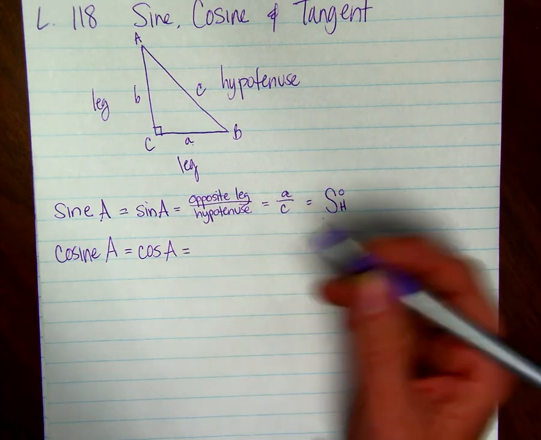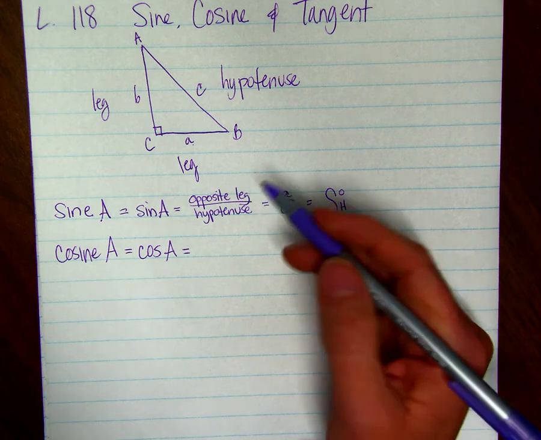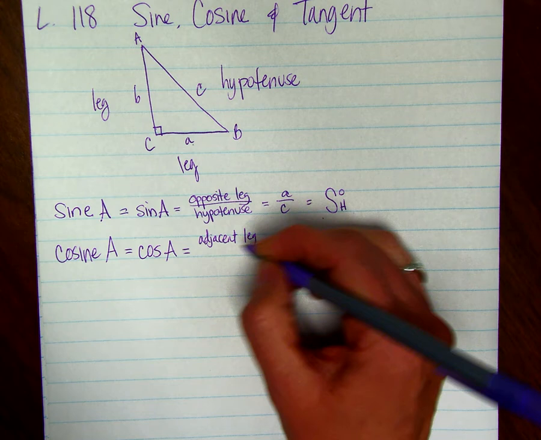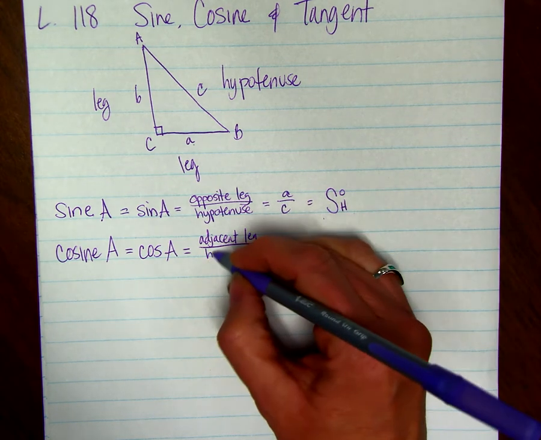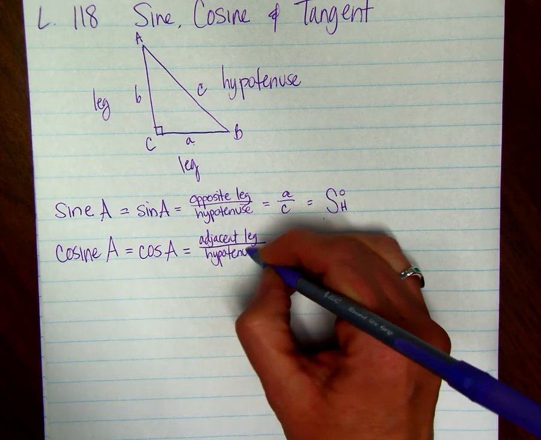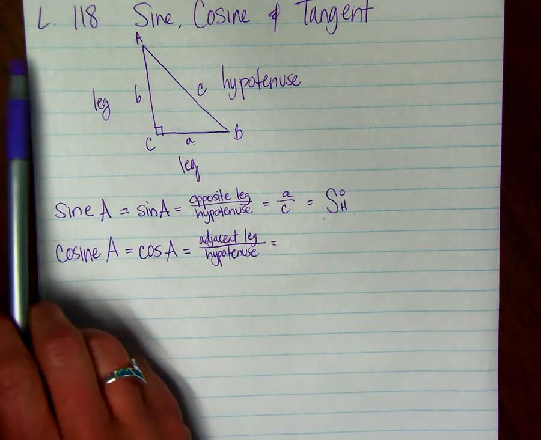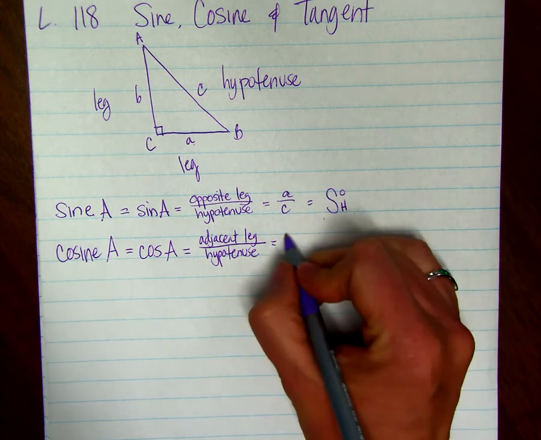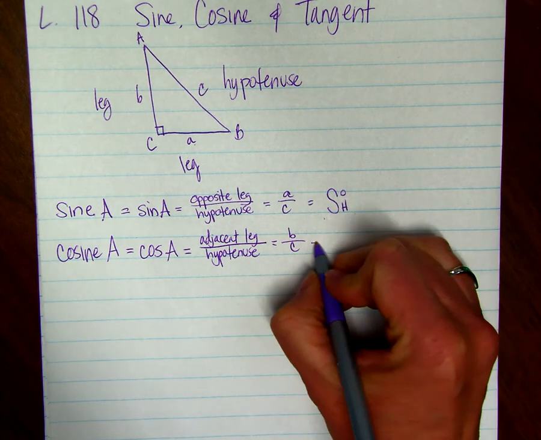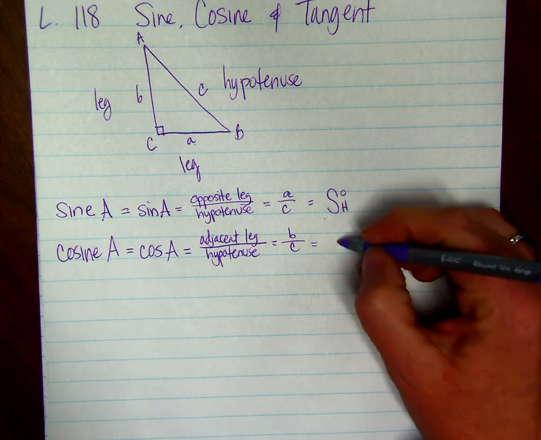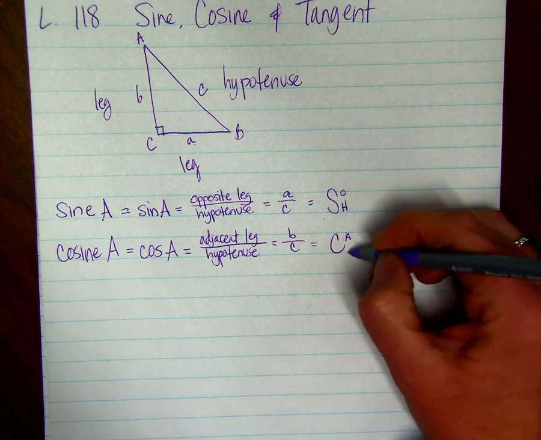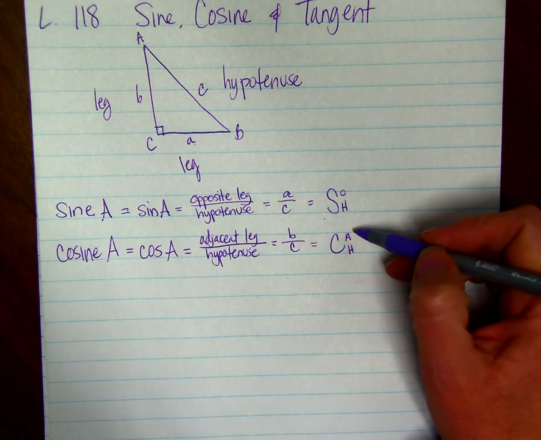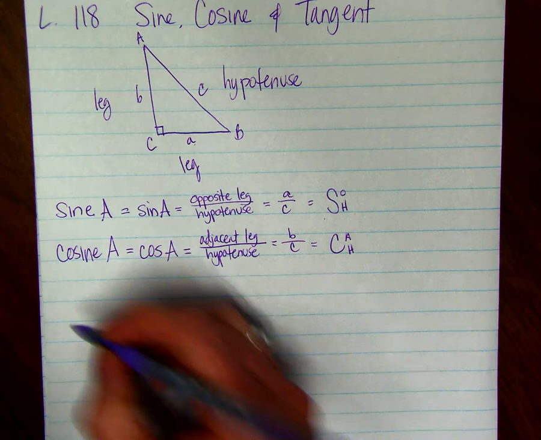To find the cosine of A, to shorten it, we use 3 letters, COS. We call that the cosine of A. That's the adjacent leg, the one right next to angle A, over the hypotenuse. So the adjacent side or leg to angle A is little baby b, and the hypotenuse is c. And I remember it by saying CAH, C-A-H. So far we have SOH, CAH. So cosine is adjacent over hypotenuse.